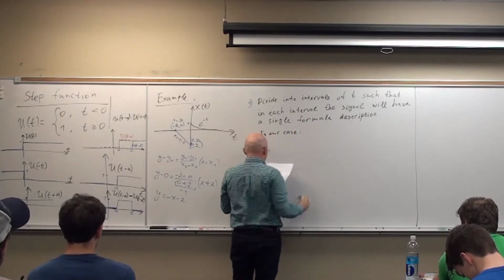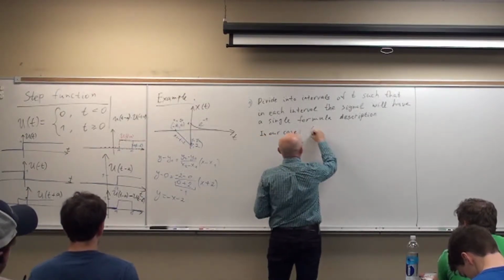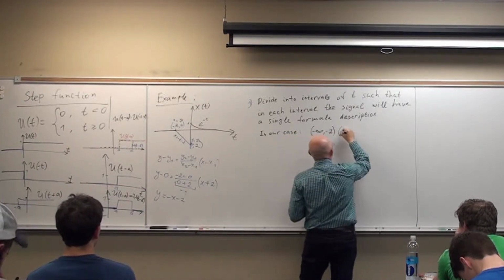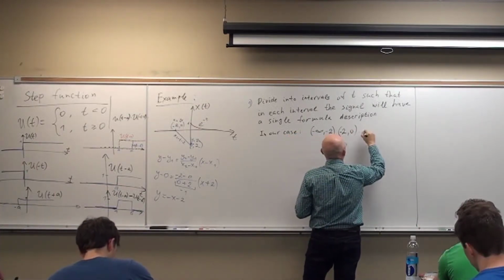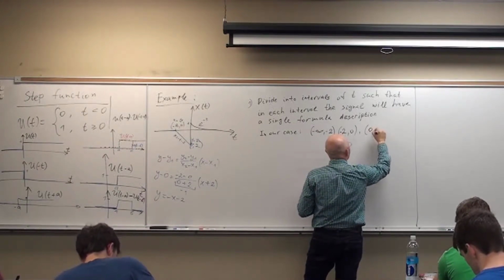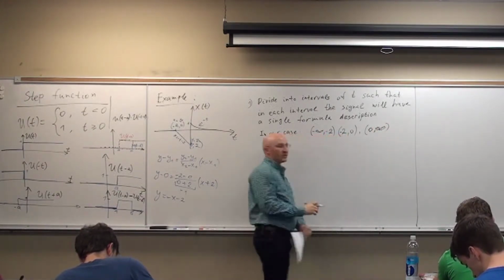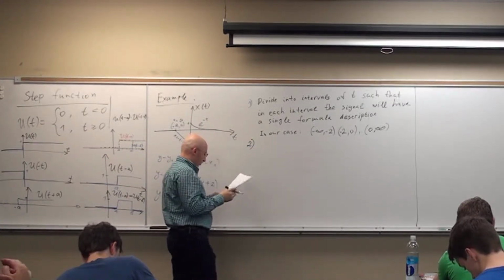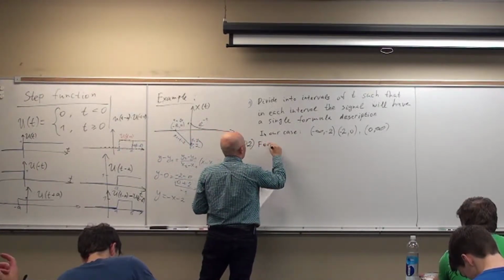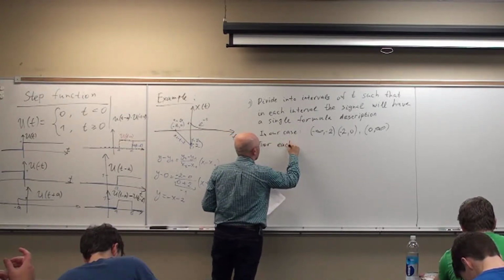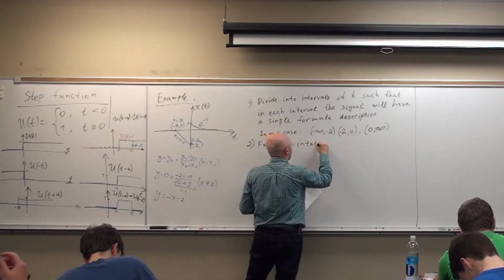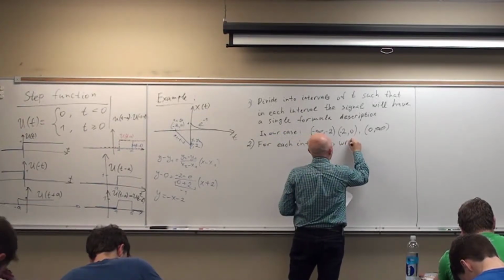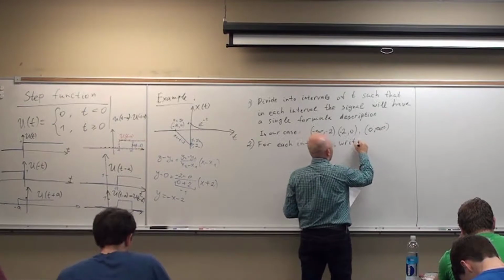In our case, this is what we will have: from minus infinity to minus 2, then from minus 2 to 0, and then from 0 to infinity. Those are the intervals. Step number 2, for each interval, write a combination of step functions.